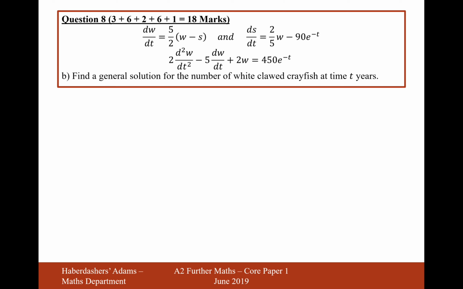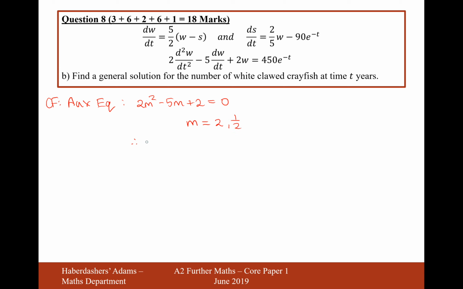Find a general solution for the number of white-clawed crayfish at time t years. So that means solve this equation here. The first thing we want to do is work out what the auxiliary equation is as part of working out the complementary function. So the auxiliary equation is going to be 2m squared minus 5m plus 2 equals 0. So let's put this into the polynomial solver in our calculator. That's probably the easiest way of doing this, rather than going through the whole process of solving it. 2, minus 5, 2. And that's going to give me m equals 2 and a half.